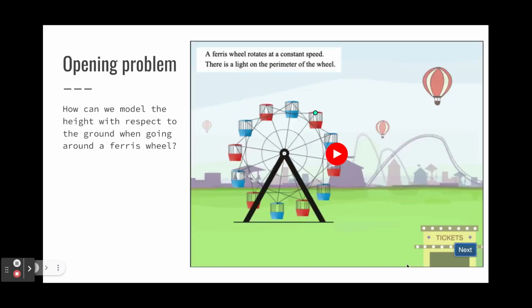In order to understand sinusoidal functions, we're going to start by doing a little investigation. I'm going to play this video and I'm going to ask you, how can we model the height with respect to the ground when going around a Ferris wheel? So for the first part, just follow this point, which is going around the Ferris wheel, and it's going to be creating a graph talking about the height with respect to time. And let's see what's happening.